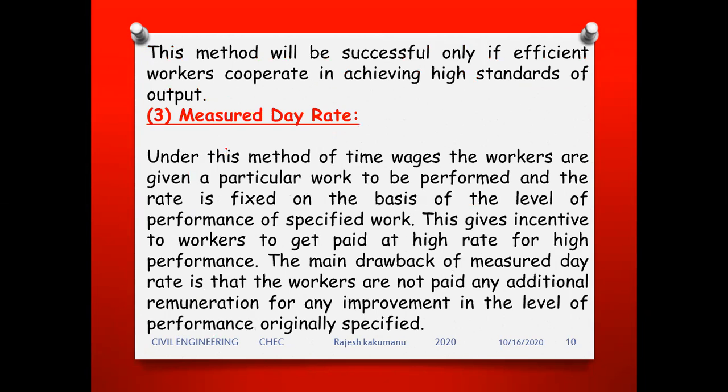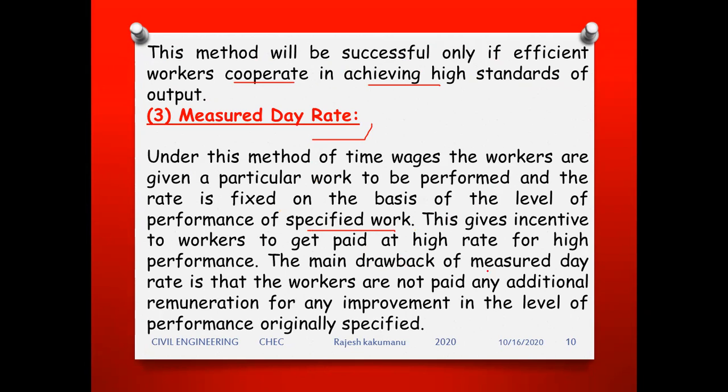This method will be successful only if the efficient workers cooperate in achieving the high standards of output. When does this happen? Whenever the workers will be cooperative and will increase the standards of the output. Next, third case is measured day rate. Under this method of time wages, the workers are given a particular work to be performed and the rate is fixed on the basis of the level of the performance of the specified job. This gives incentive to the workers to get paid at high rate for high performance.